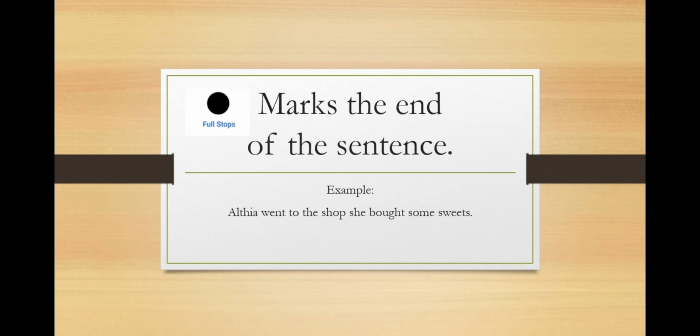Number 1, full stops mark the end of the sentence. For example: Althea went to the shop. She bought some sweets. This indicates that at the end of your sentence, we need to put a full stop, the mark that ends the sentence.